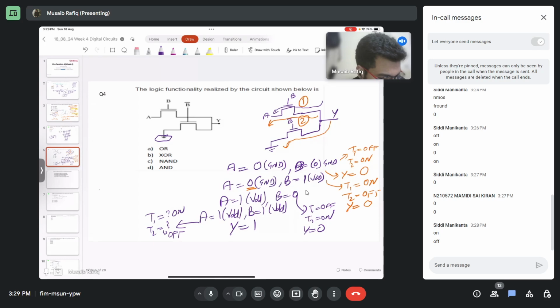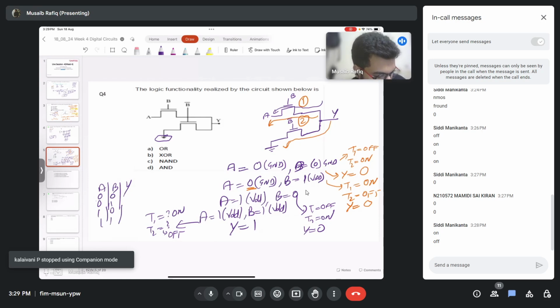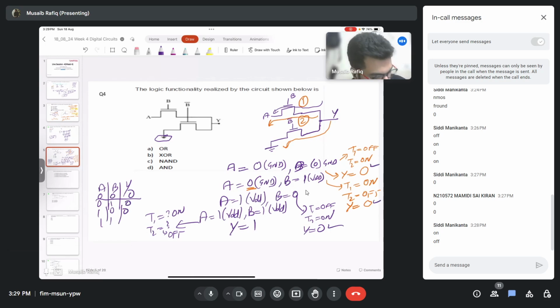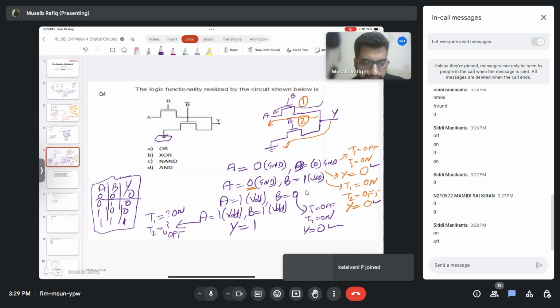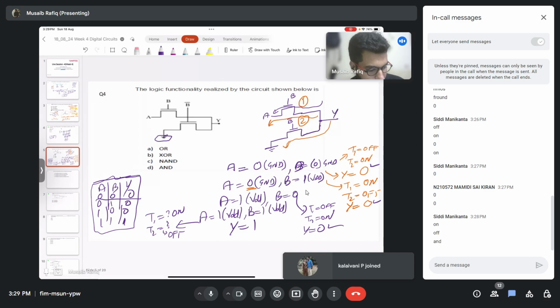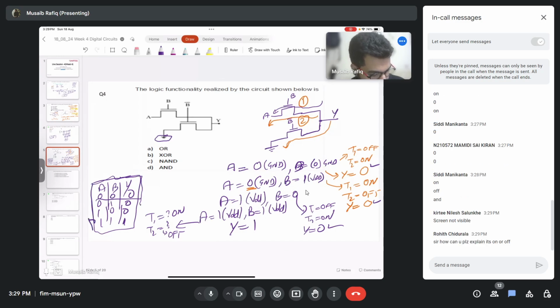Anyways, the 4 cases that I have here: A equal to 0, B equal to 0, I have 0. For this I have 0. For this I have 0, and ultimately I have 1. So which gate is this? This truth table corresponds to which gate? Yeah, this is an AND gate.